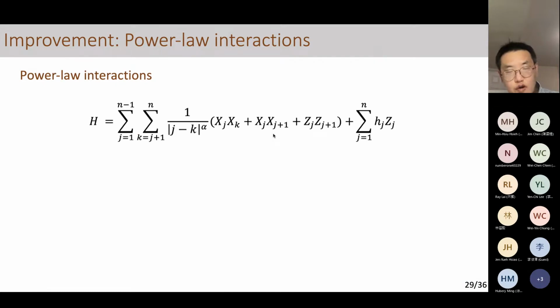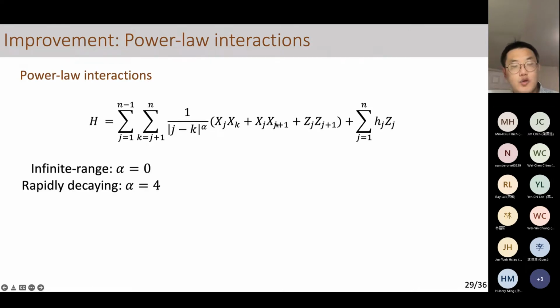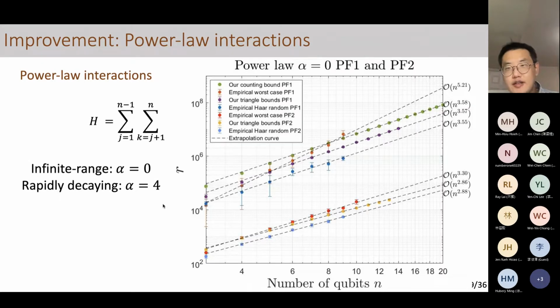We also show some numerical results for this power law interactions. We consider the infinite range case, alpha equals 0, and the rapidly decaying case, where we consider alpha equals 4. Now for this infinite range case, these three curves are the second order product formula method, and you can see that our theoretical bound, the yellow one, matches the numerical, empirical result very well. And in the first order, both the triangle bound and the counting bound match our empirical result very well.